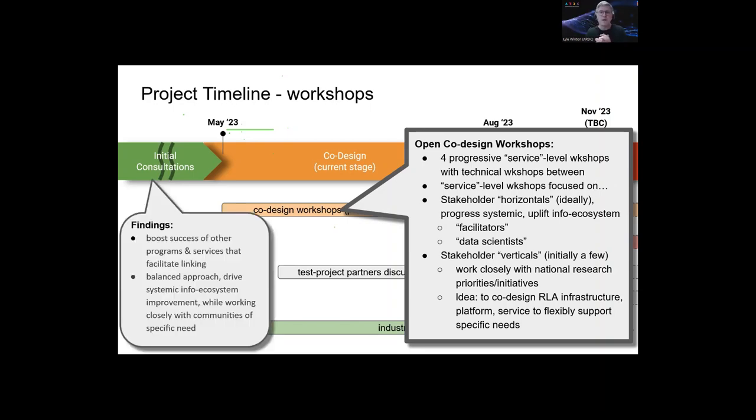Next slide, Ming. The reason why we're structuring it this way is some of the overarching advice coming from the initial consultation phase. Two key pieces there, besides that we absolutely must do this in co-design: the very first is that we should be boosting the success of others whose goals are to facilitate linking research and industry. That was that facilitator stakeholder group that Ming highlighted in her slide. The other piece of overarching advice was that we have to have a balanced approach. Not only do we need to drive systemic information ecosystem improvement, but we should also focus on a couple of communities of specific need to prove that what we're doing can actually support some communities.